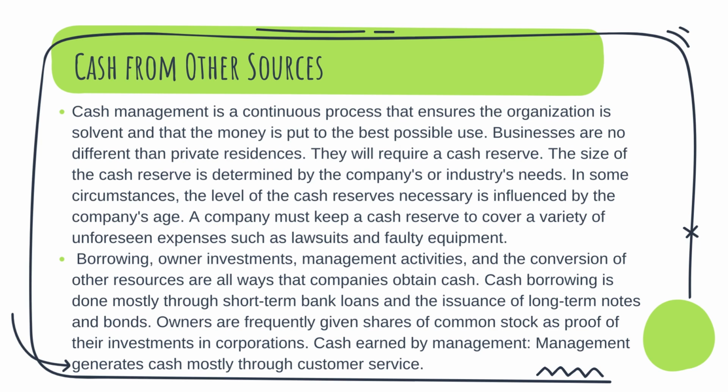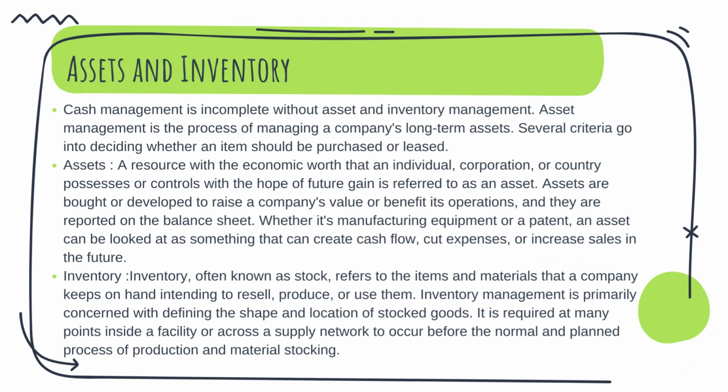Borrowing, owner investments, management activities, and the conversion of other resources are all ways that companies obtain cash. Cash borrowing is done mostly through short-term bank loans and the issuance of long-term notes and bonds. Owners are frequently given shares of common stock as proof of their investments in corporations. Cash earned by management. Management generates cash mostly through customer service. Assets and inventory. Cash management is incomplete without asset and inventory management. Asset management is the process of managing a company's long-term assets.